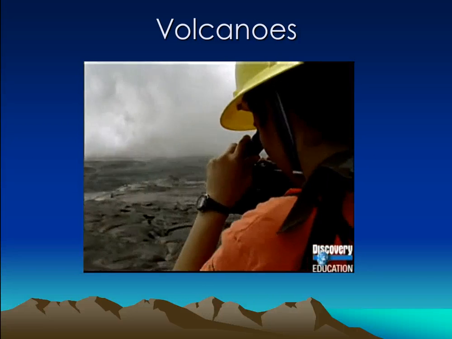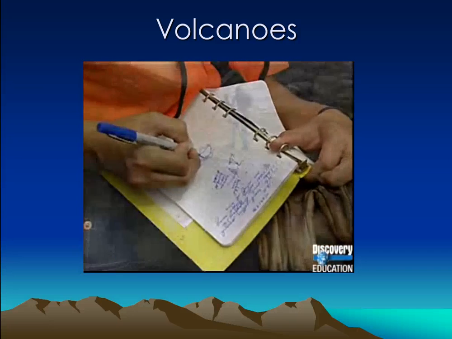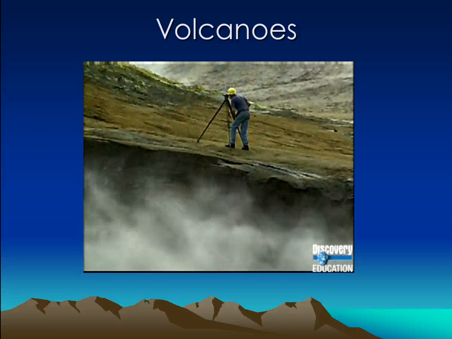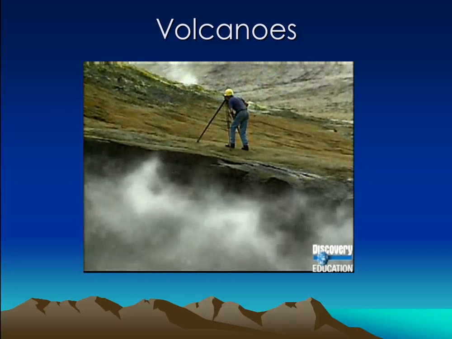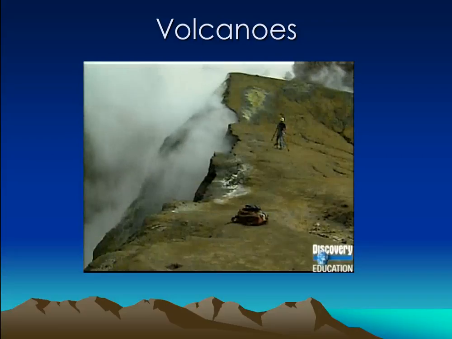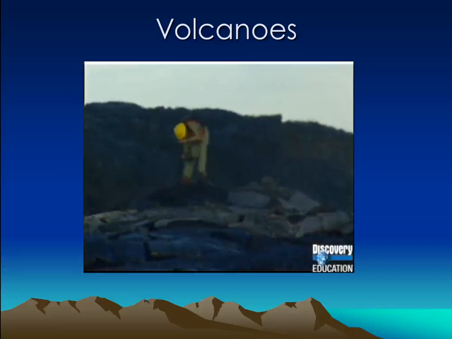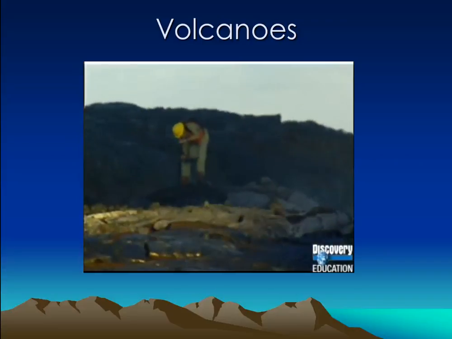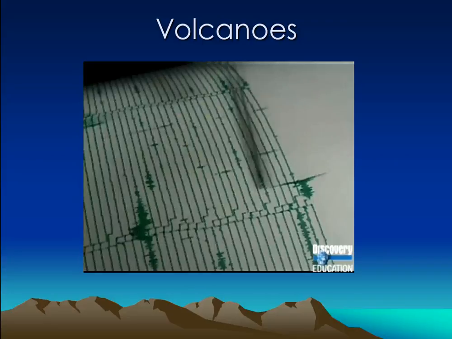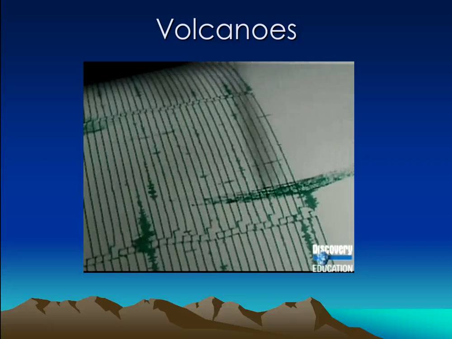Scientists have an array of instruments to help them study and predict volcanic eruptions. Before a volcano erupts, it expands slightly. A device called a tiltmeter measures the expansion. Thermometers check increases in temperature, another warning sign of volcanic activity. And seismographs detect earthquakes, which often precede an eruption.